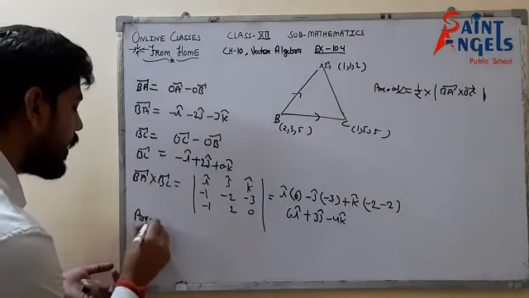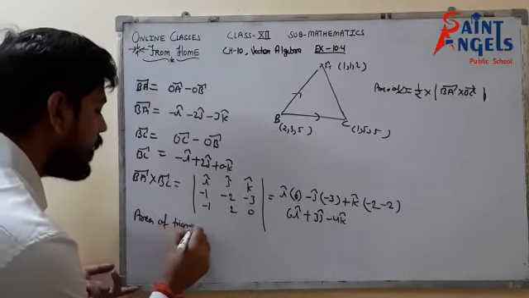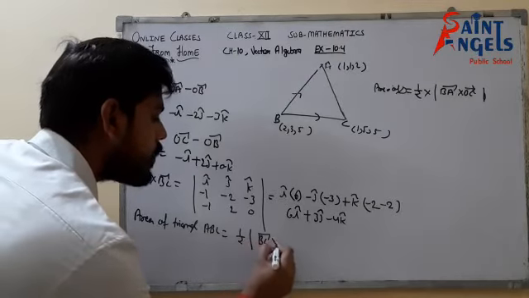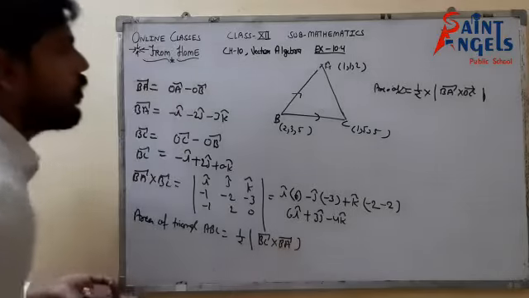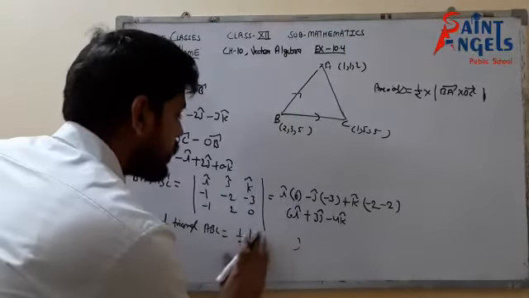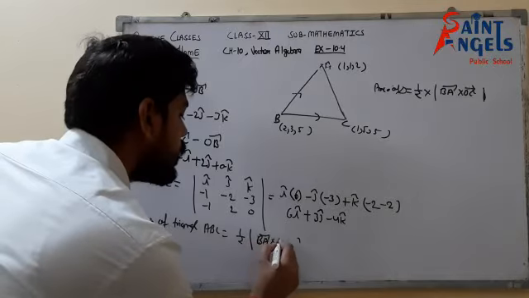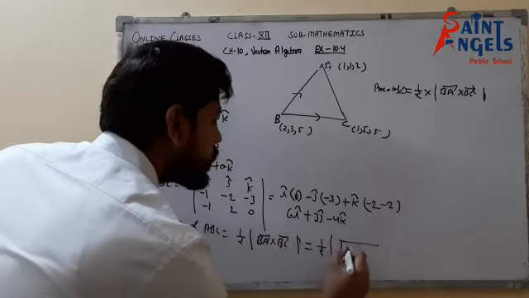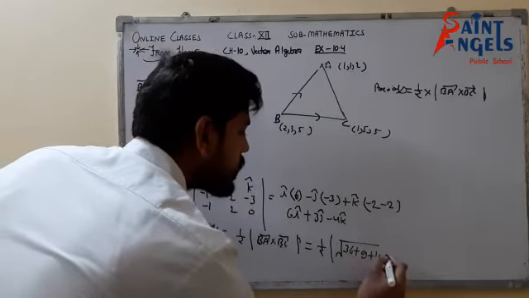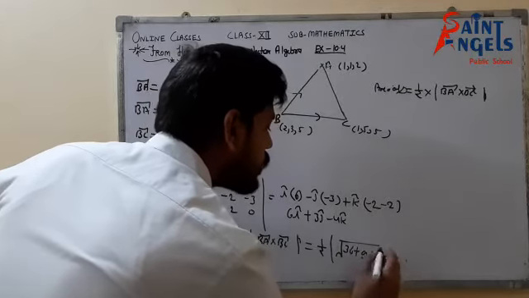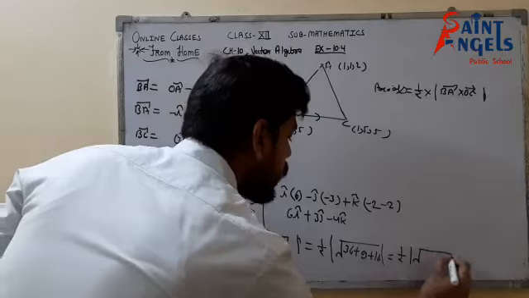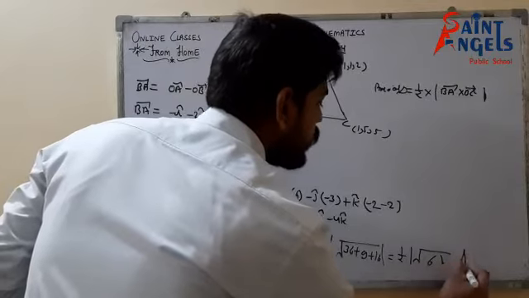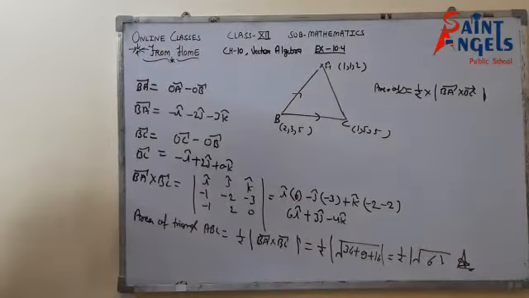Now the area of triangle ABC is equal to 1/2 magnitude of BA cross BC. So the magnitude of this would be under root of 6 square, 36, plus 9 plus 16. So that is equal to under root of 36 plus 9 is 45, plus 16 is 61. So the area is under root 61 upon 2 unit square. That is the answer. So please pause the video and note it down.